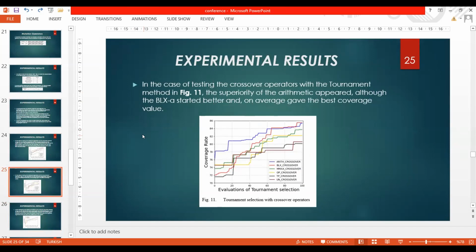In this case of testing the crossover operators with the tournament method in figure 11, the superiority of the arithmetic appeared, although the BLX alpha started better and on average gave the best coverage value.